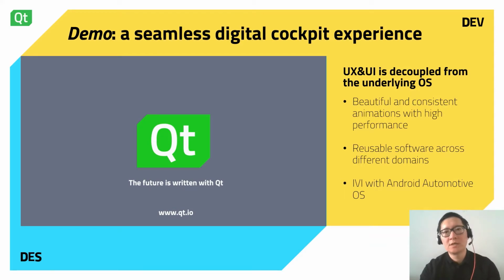What are the challenges and solutions when building an IVI on Android Automotive? Let me hand it over to Shemek. Shemek, please.